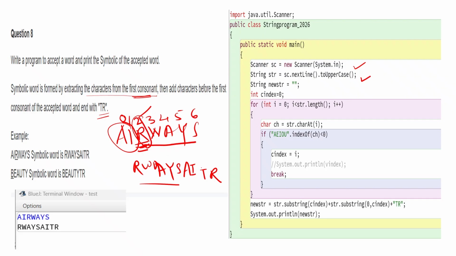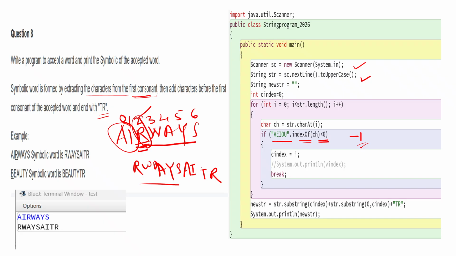Now this cIndex is the first index of a consonant, which I have initialized to 0. We will read each character from the string inside a for loop. I made one string of vowels, A, E, I, O, U. The indexOf function is used, and where I will use less than 0, less than 0 is -1. If any character is not in this string, it will return -1. So I am comparing it with -1, and that is my first consonant index. cIndex is equal to i.